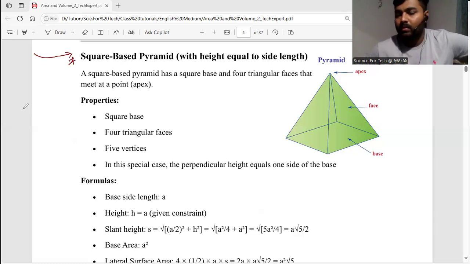In this square base pyramid, we have a special case. We are going to learn about a special case, that is, the height is equal to one side of this square. That means, I think this is the center. This height should be equal to this one.